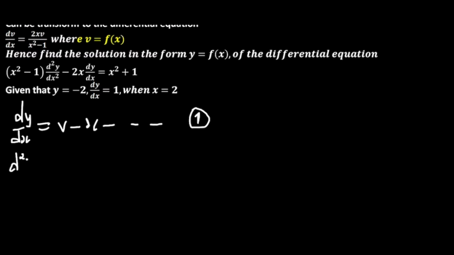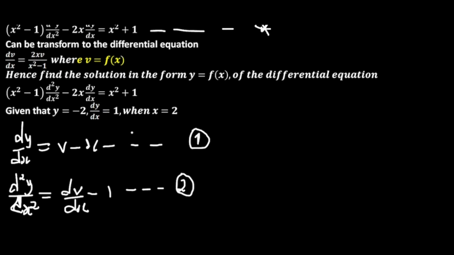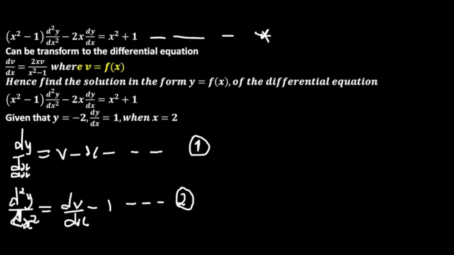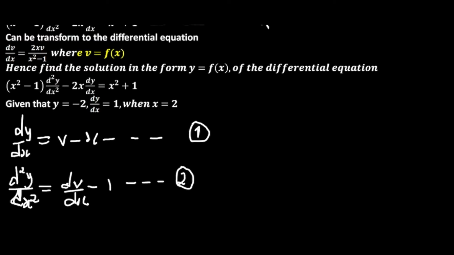So d squared y over dx squared will simply be equal to dv over dx minus 1. So this is our equation 2. Now we want to transform this to this, but we already know that dy over dx is v minus x. So anywhere we see dy dx, we simply replace it with v minus x, and anywhere we see d squared y over dx squared, we replace it with dv over dx minus 1, so that at the end we have something like that.